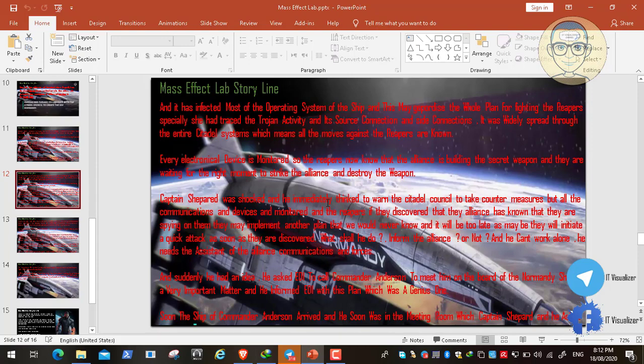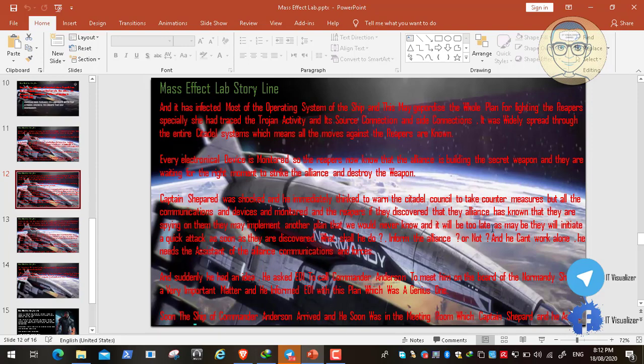Captain Shepard was shocked, of course, and he immediately thought to warn the Citadel Council to take countermeasures. But all of the communications and the devices are monitored, and if the Reapers discovered that the Alliance has learned they are spying on them, maybe they will shift to another plan that we will not know. So we don't know. At least now we know that they are spying on us, and they want to destroy the secret weapon. But what if they knew that we have known that they are spying on us? They will implement another plan that we will not know, and it will be too late by the time we know their new plan.